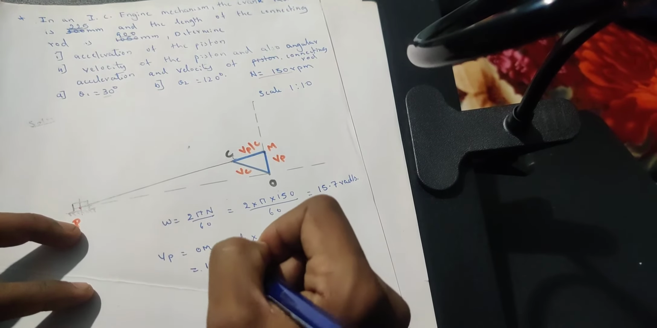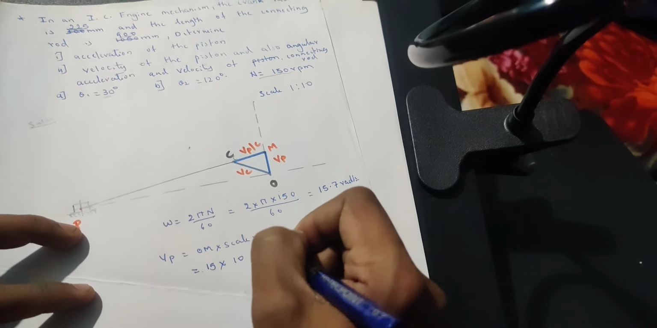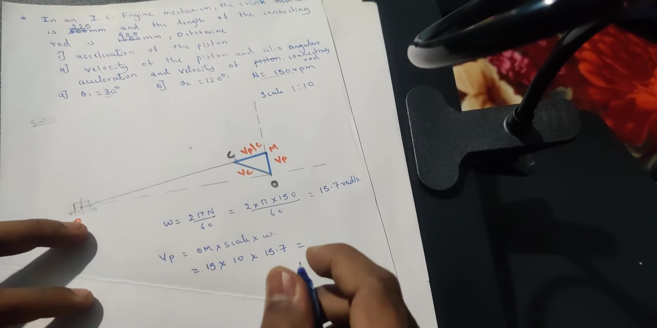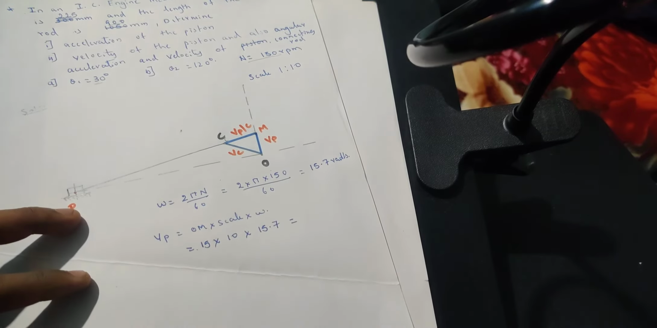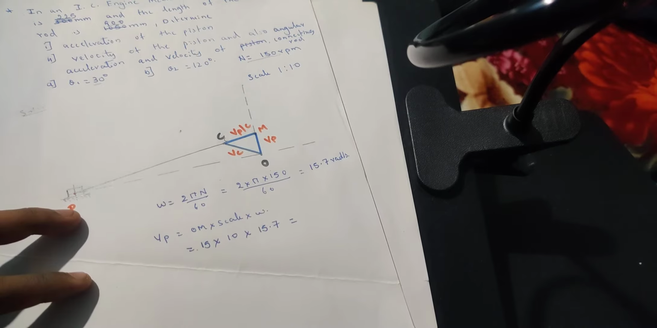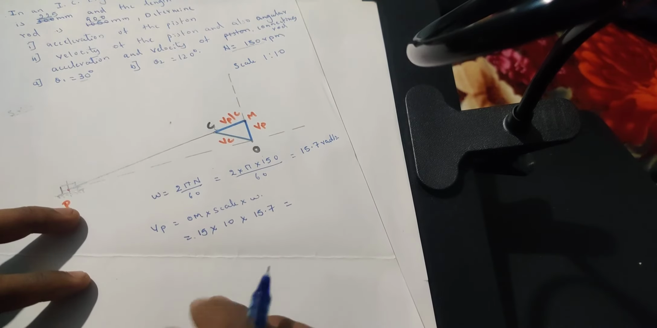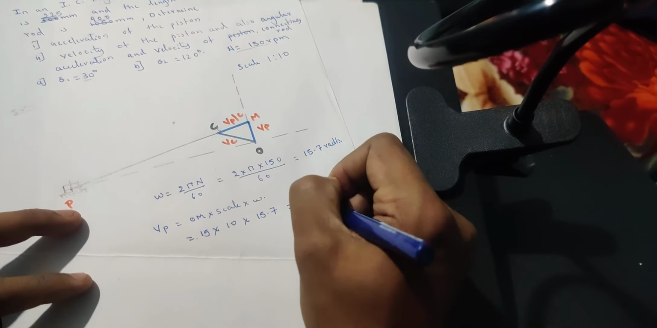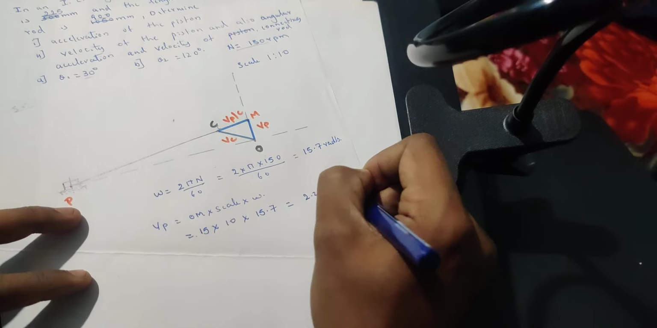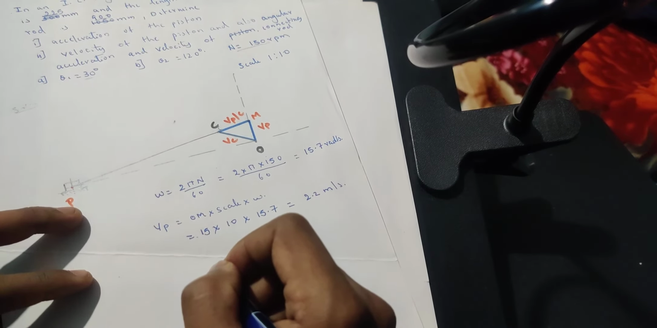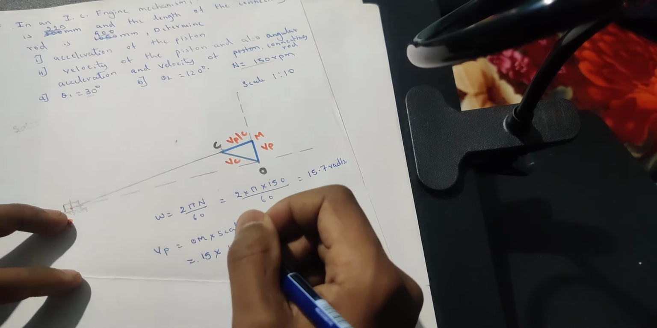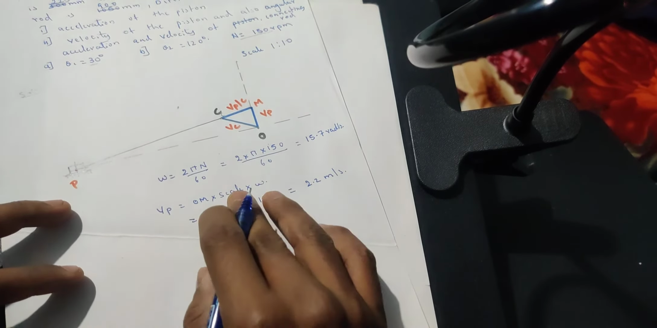So this is a 15 mm line. Scale is 1:10. Omega is 15.7. So what we'll be getting is Vp, the linear velocity of the piston, that is 2.2 meters per second. If we calculate that, yes, it is 2.2 meters per second.